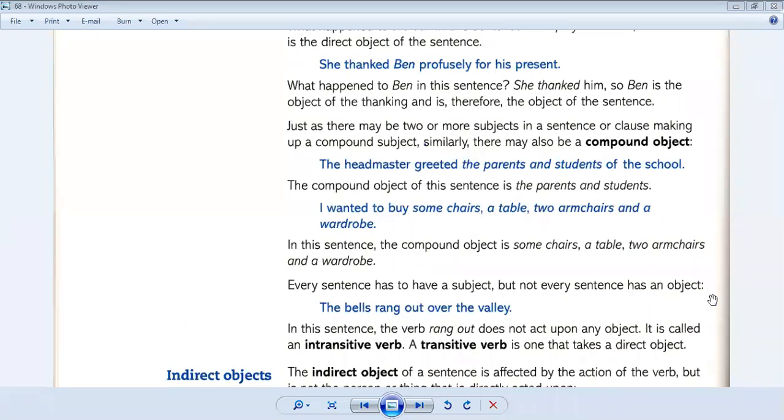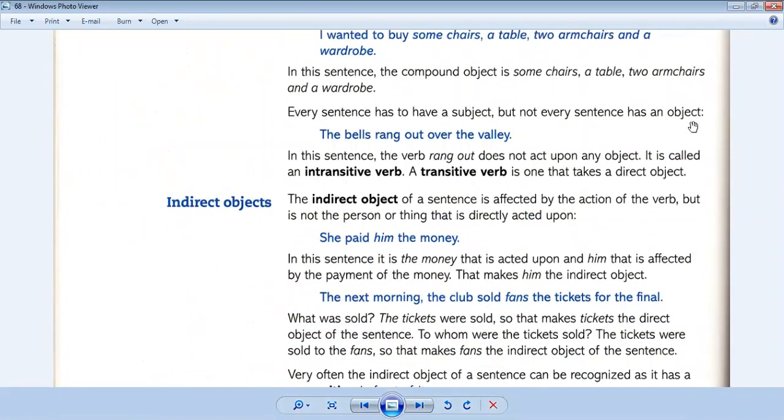Now let's go to the indirect objects. The indirect object of a sentence is affected by the action of the verb, but is not the person or thing that is directly acted upon. For example, when you say, she paid him the money. She paid him the money.